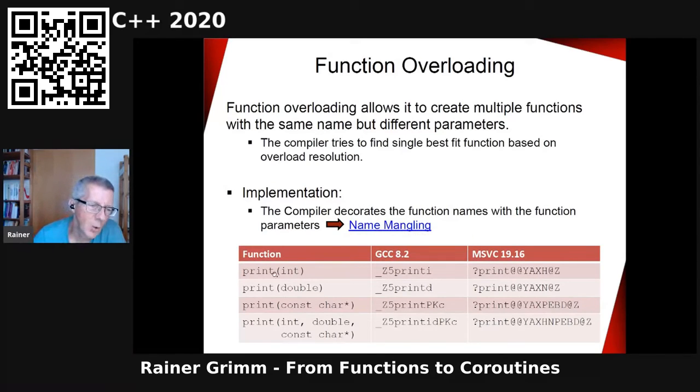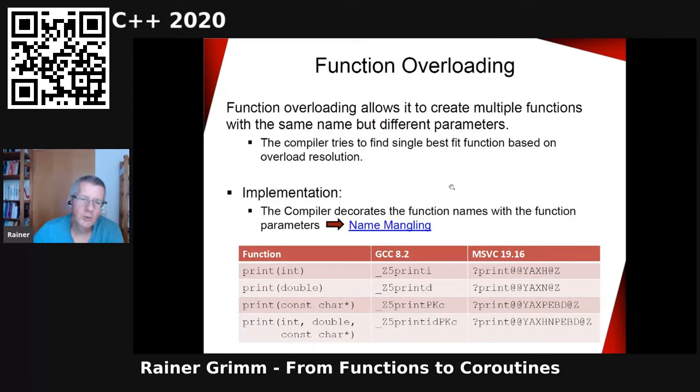What does it mean? When you call print int, for example, the GCC puts the int as an e inside of the function name. This is the GCC 8.2 syntax, and this is the Microsoft syntax. You see, e is kind of replaced with h, and here double with n, here with d, and this is a const char pointer.